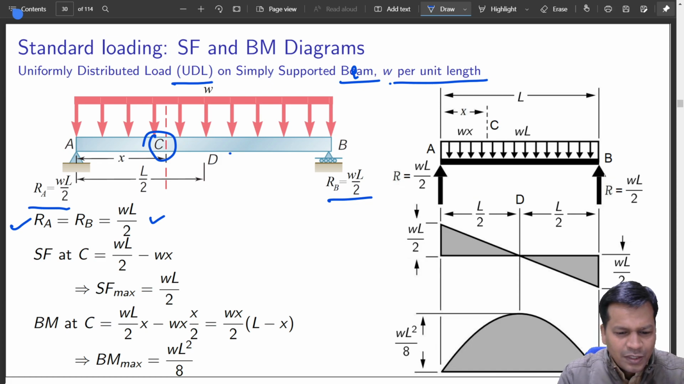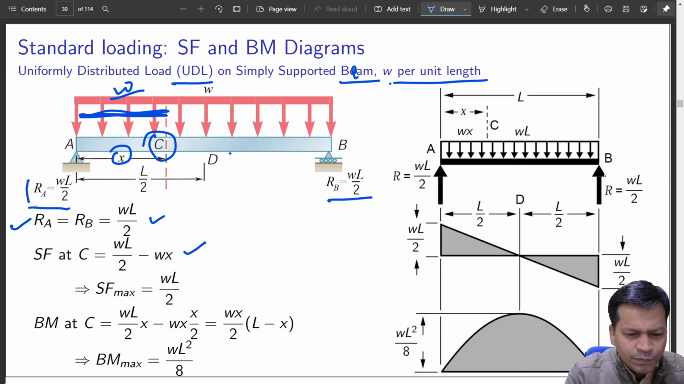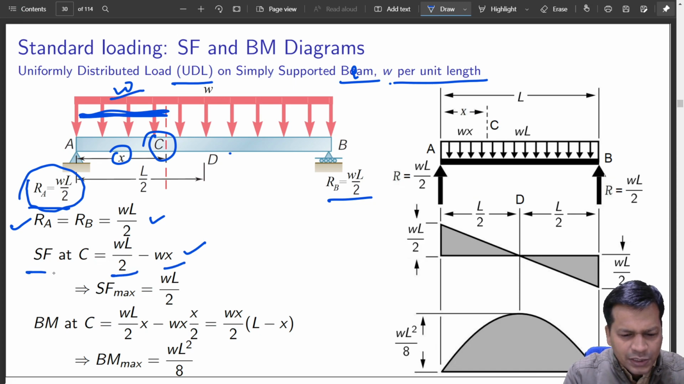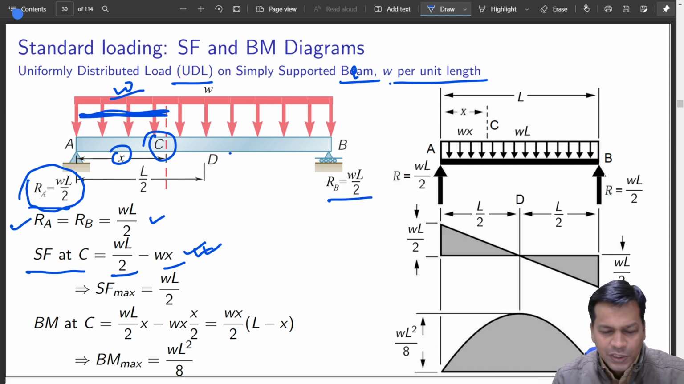Left side force and total force that is acting downward. Total force acting downward is equal to W into x, where W was the load acting downward and x is the distance. So total downward force within this span is equal to Wx. Upward force is equal to WL by 2. Upward minus downward is the shear force at C. That gives you directly WL by 2 minus Wx. This is exactly the same as we have obtained just now using relations.